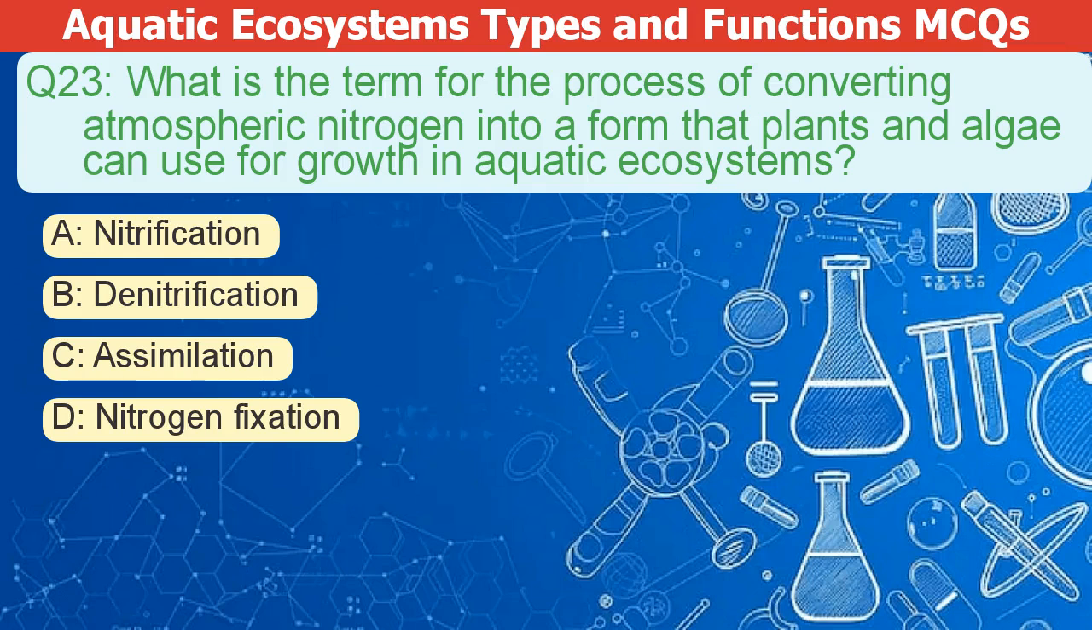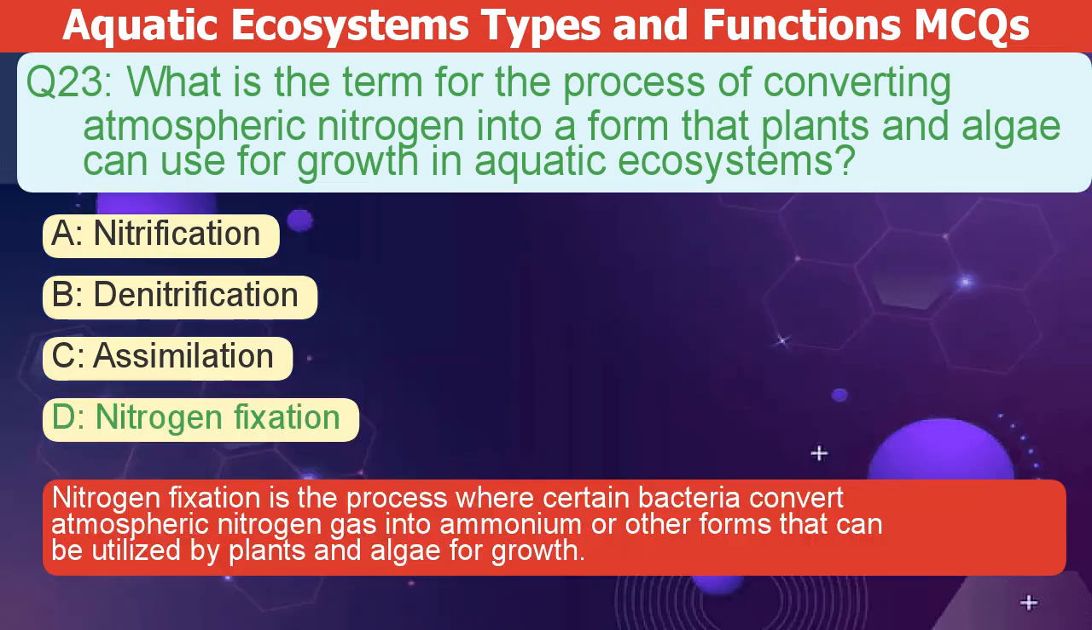What is the term for the ocean zone from the low tide mark to the continental shelf's edge? A. Benthic zone. B. Intertidal zone. C. Abyssal zone. D. Pelagic zone. The correct answer is B. The intertidal zone is the area between high and low tide marks.